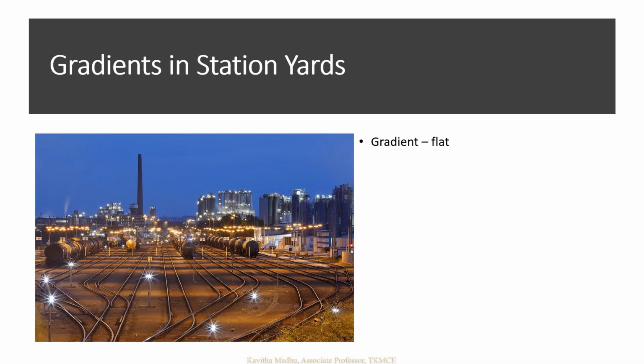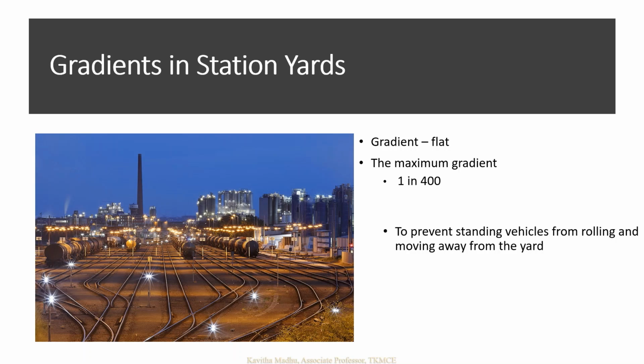So it is based on 2 factors. Usually the gradients are kept flat as far as possible. So the maximum gradient that can be provided is 1 in 400. That too depends on 2 factors. One is to reduce the additional resistive force required to start a locomotive, because at the starting time the resistance offered by the gradient will be twice that of the normal gradient.